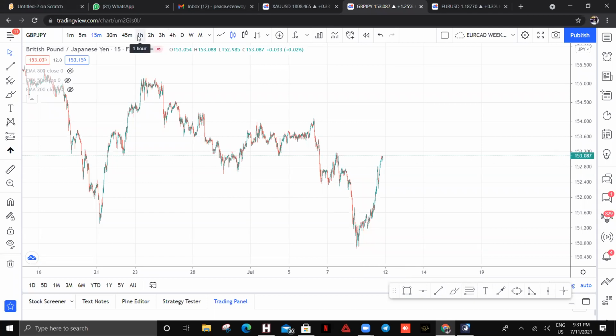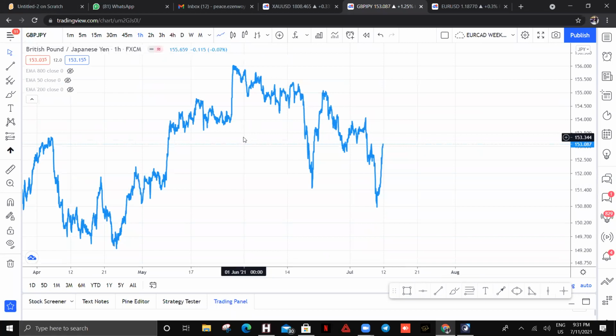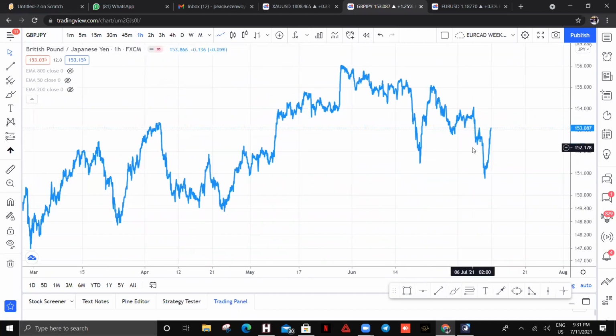So if you want to draw your zone on this, you come to H1, you zoom out and you change it to what? Line charts. Why line charts? It will help you identify your zone very well. If you use your candlestick, you might not identify it. When it's like this, you will see how the consolidation is.